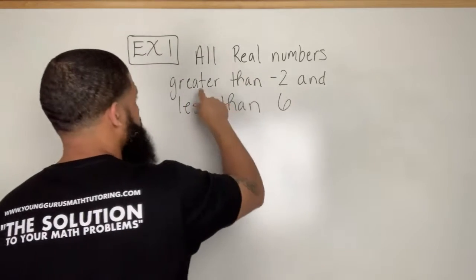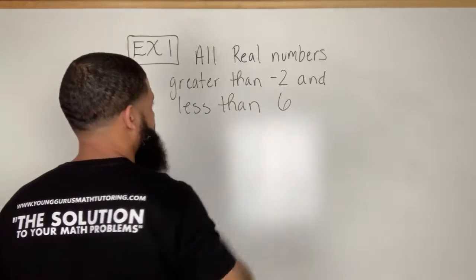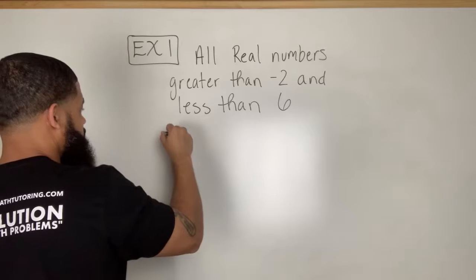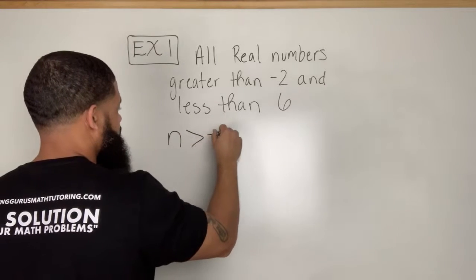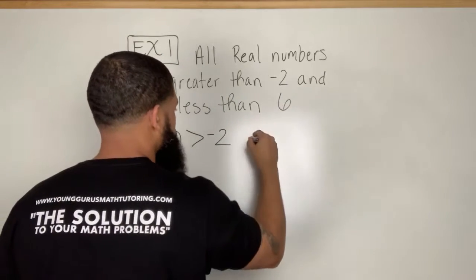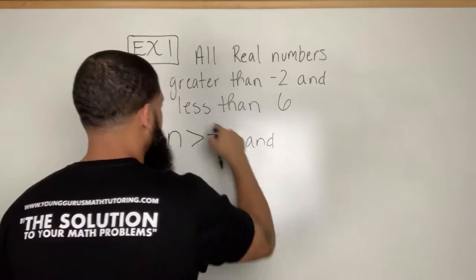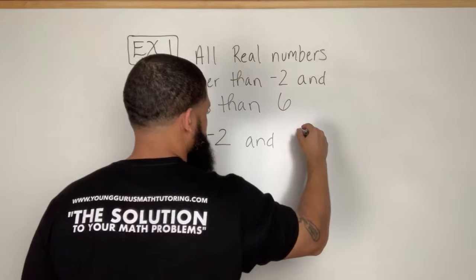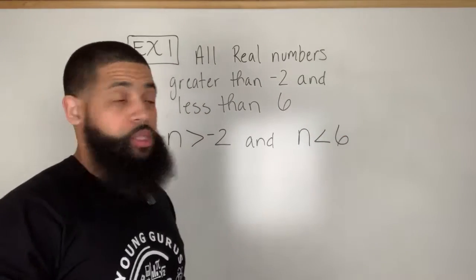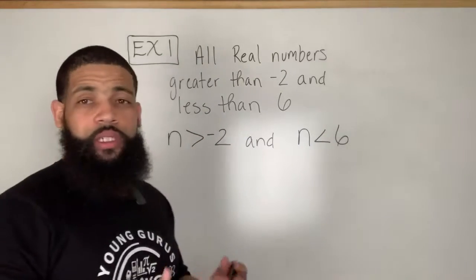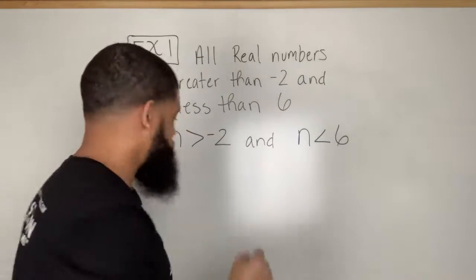Let's look at the first part. Real numbers greater than -2. So we're just going to simply say n for numbers greater than -2, and, so we'll put the and with it, less than 6. So n is less than 6. Okay, so this is the compound inequality. Now I'm going to show you how to graph this as well.